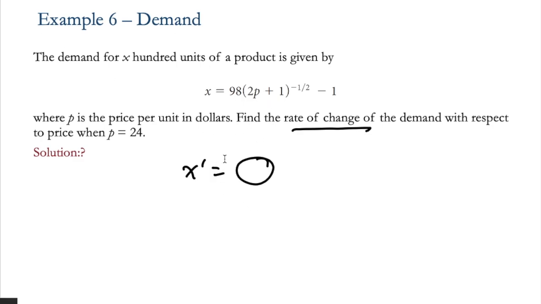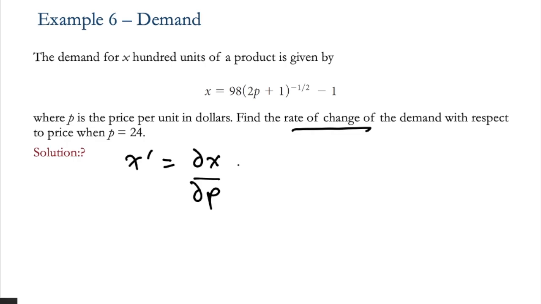Okay, let me erase this first. Otherwise, okay. So we need to find the rate of change. In other words, we need to find x prime, or in other words, you need to find the derivative of x with respect to p. Once you find it, plug in the p value equal to 24 into your answer and then solve it. Then you can find the specific x prime for a specific price at 24.